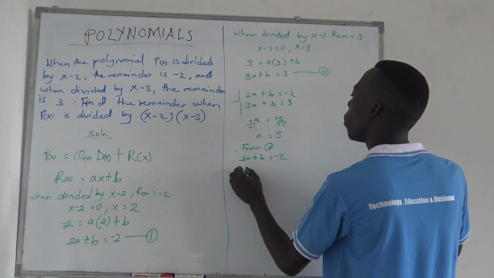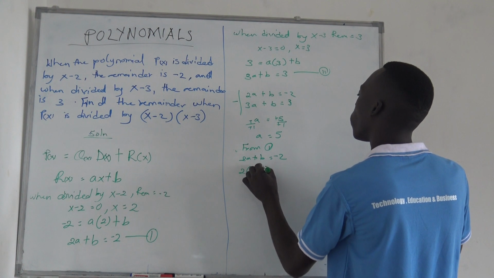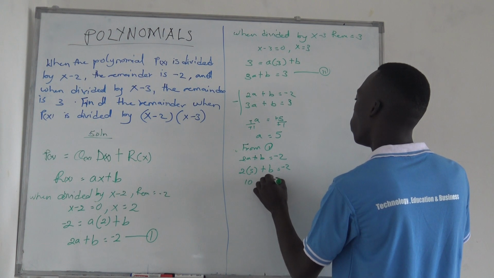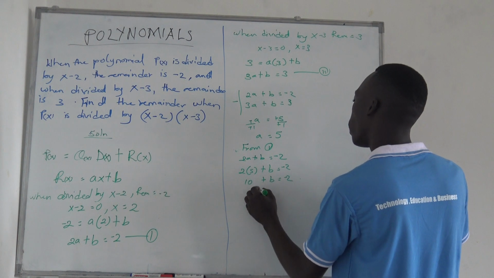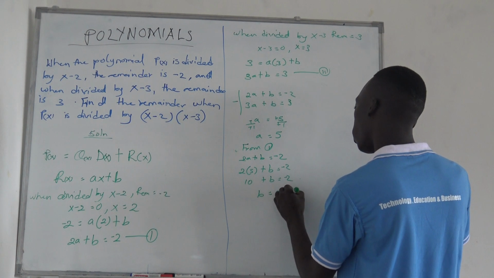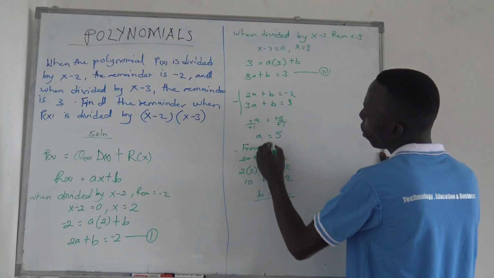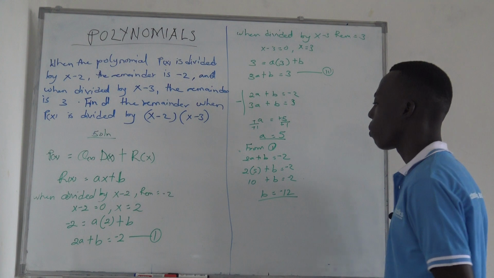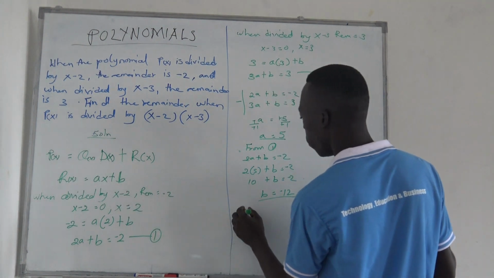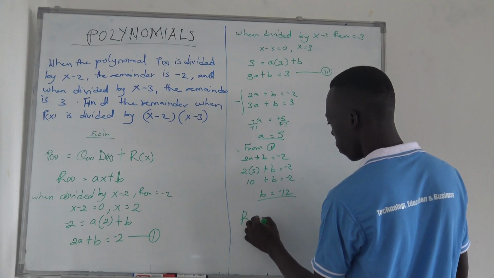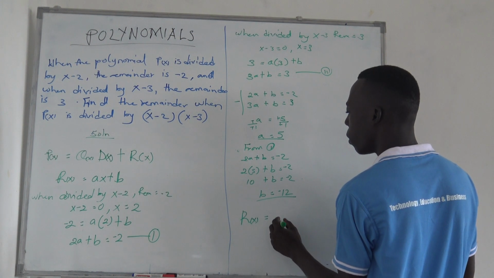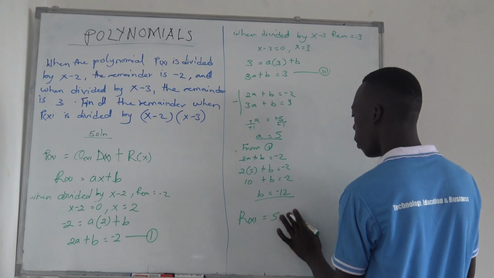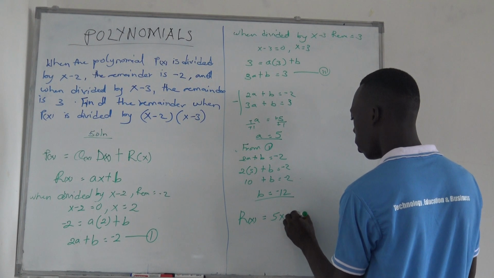Getting the value of A, so it's 2 into 5 plus B equals negative 2. So this one becomes 10 plus B equals negative 2. Bring this on this side, so B equals negative 12. So that will be our answer which we have to get. After getting the values of A and B, substitute back in the remainder, which is R of X equals 5x plus, since here we have got negatives, minus 12.